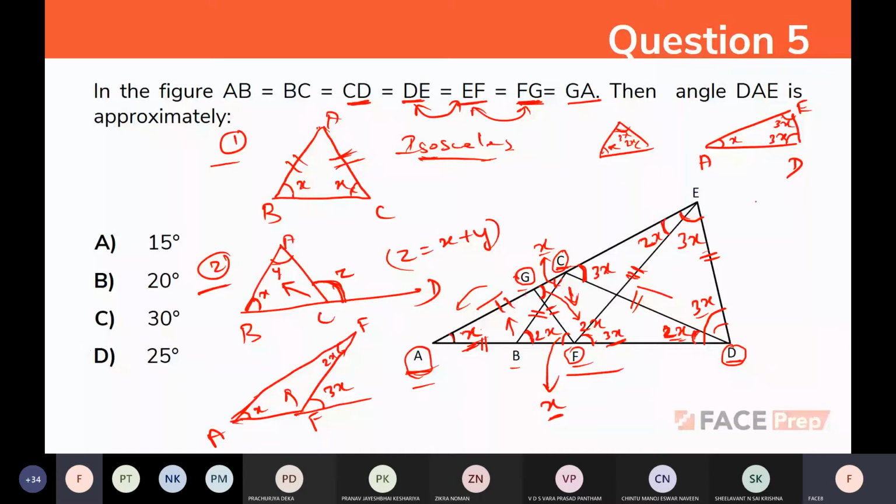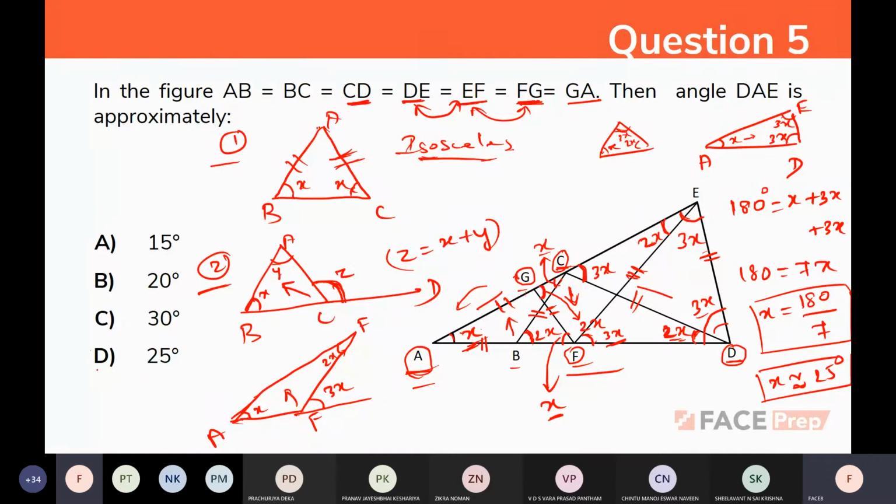For a triangle, all angles add up to 180 degrees. So we need to add all three angles: x plus 3x plus 3x equals 180, which is 7x. So x will be equal to 180 divided by 7, which is approximately equal to 25. Nice, thanks for 25. Option D will be the answer.